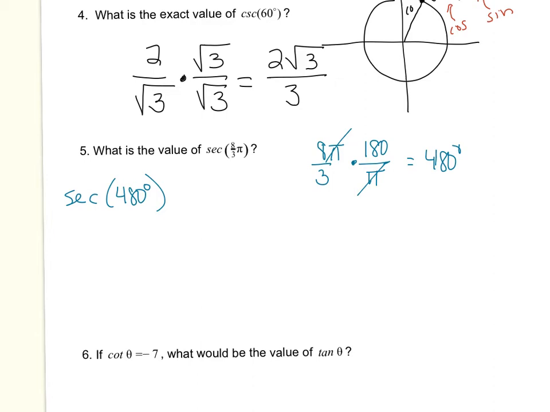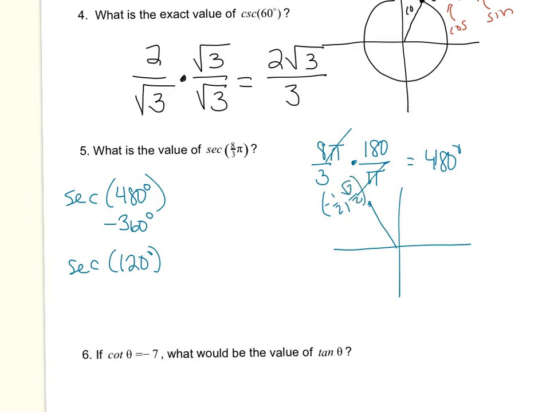Unfortunately, that's still not on our chart. So what we said, if it's not on the chart, you can add or subtract 360 till you get a number that's on the chart. So I'll subtract 360 because I obviously want it smaller. So that'll give you the secant of 120. Now 120 is on the chart. If I go over to 120, it's right here. And the point is negative half, positive square root of 3 over 2. But secant is the flip of cosine, so it's the flip of the negative half. So it's negative 2.